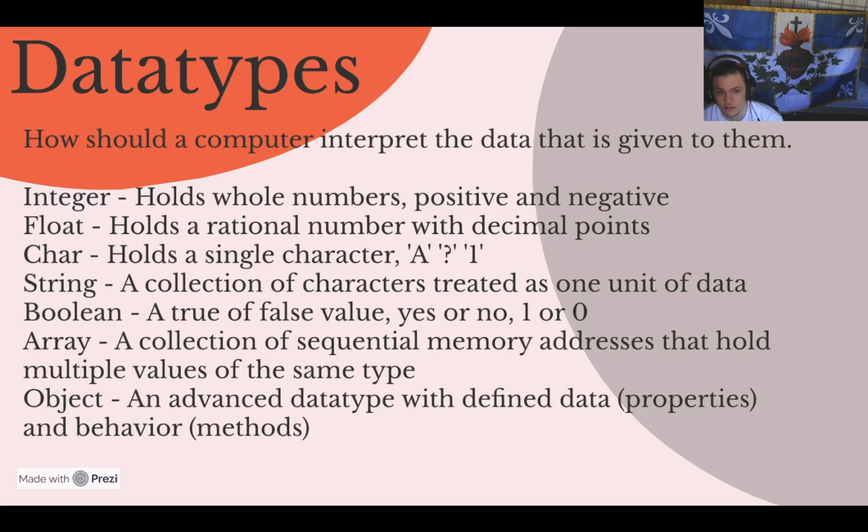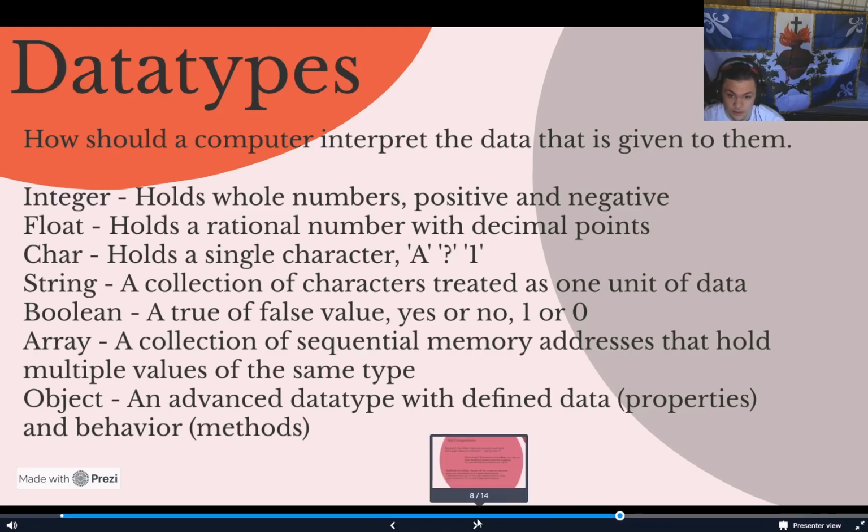We have an array, which is a collection of sequential memory addresses that hold multiple values of the same type. This is how you can bundle data. And we have an object, which is an advanced data type with defined data, properties, and behavior methods. So this is another way you can bundle data, but this data, you can specify its behavior by adding methods to it.